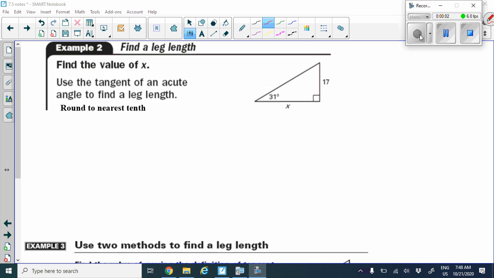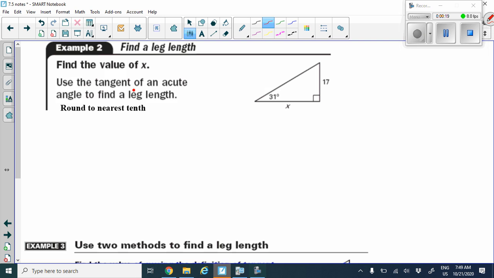Okay, here's part 2 of the 7.5 notes. We're going to go over example 2. Now we're going to use that tangent ratio to find the missing side. Basically, find the value of x. So here it says find the value of x. Use the tangent of an acute angle to find a length.